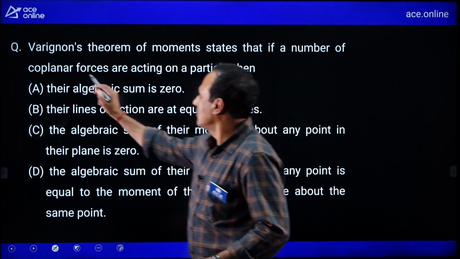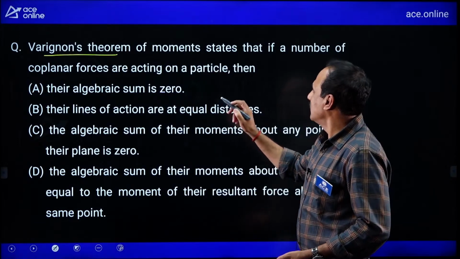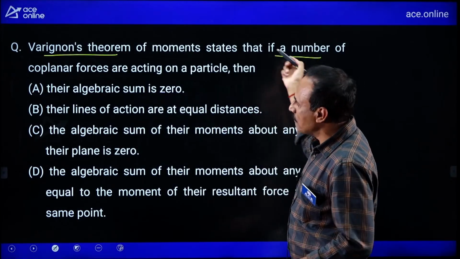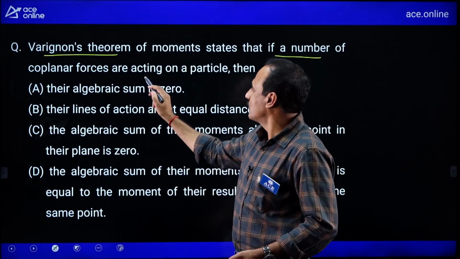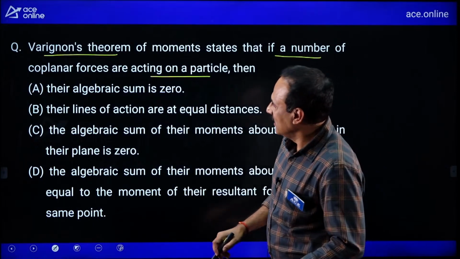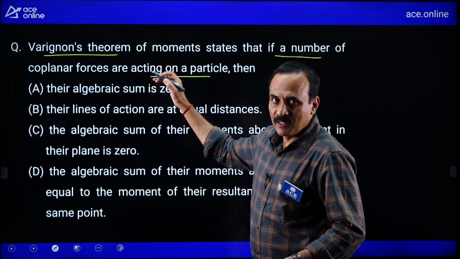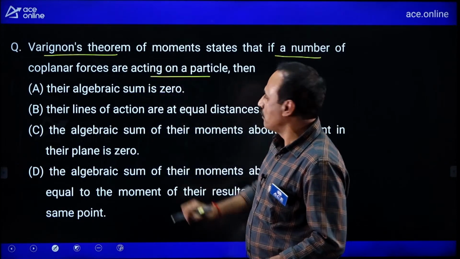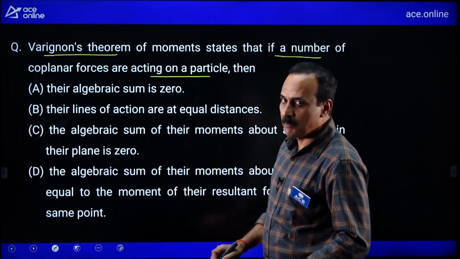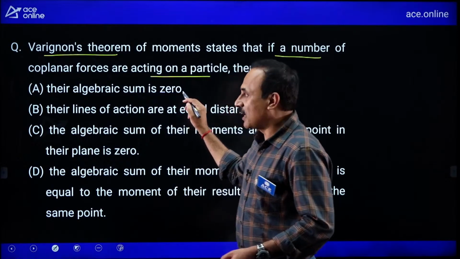వెరిగ్నన్స్ థీరం గుర్తుందా? మూమెంట్స్, వెరిగ్నన్స్ థీరం ఆఫ్ మూమెంట్ స్టేట్స్ దట్ if a number of coplanar forces are acting at a particle on a point, then మనకి ఏ ఆప్షన్ కరెక్టో చూడండి. బై ప్రాసెస్ ఆఫ్ ఎలిమినేషన్ వెళ్దాం. దేర్ ఆల్జీబ్రిక్ సమ్ 0 కాదు.